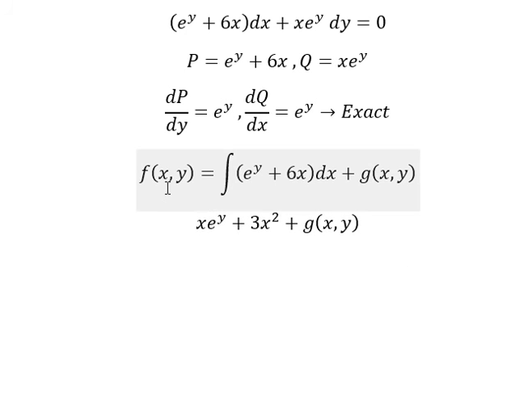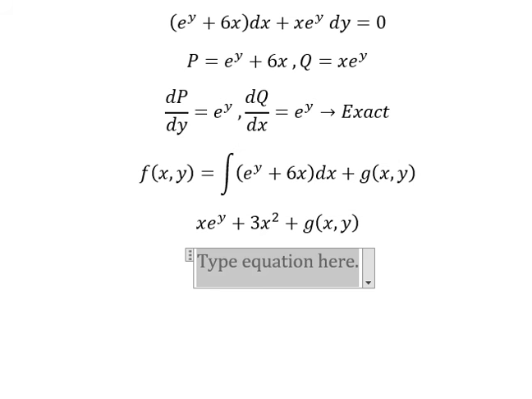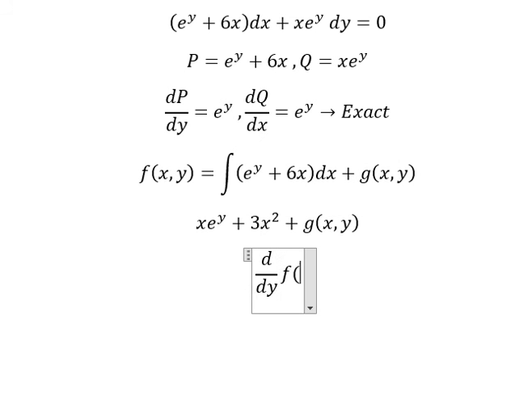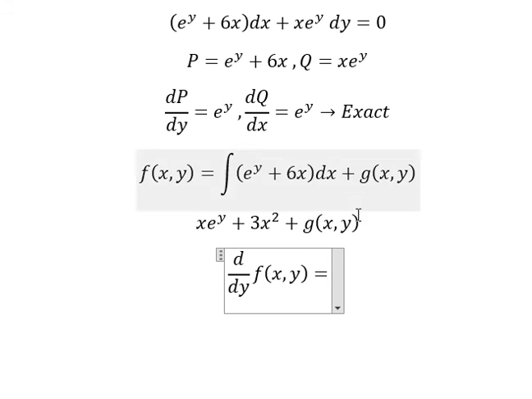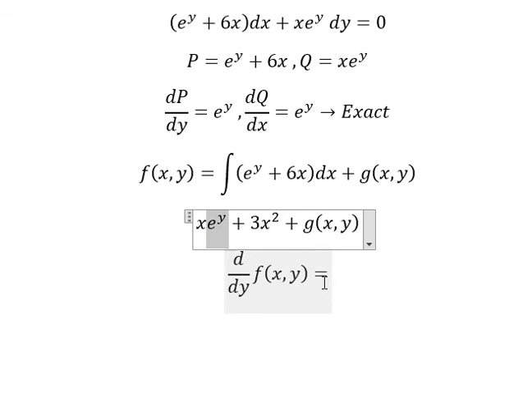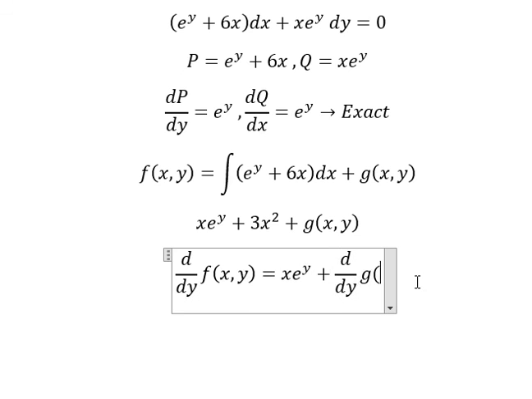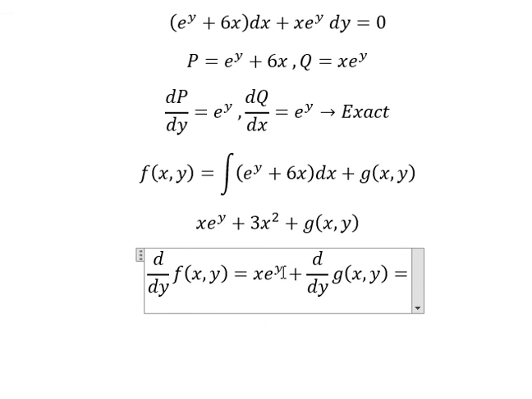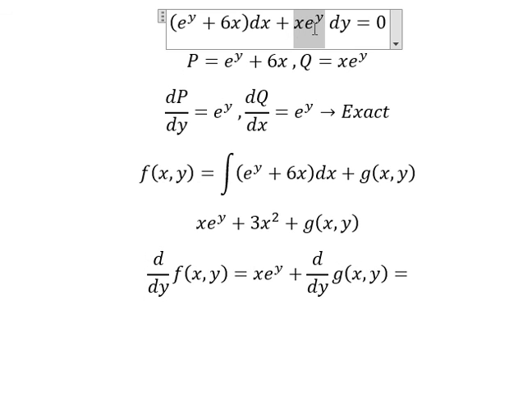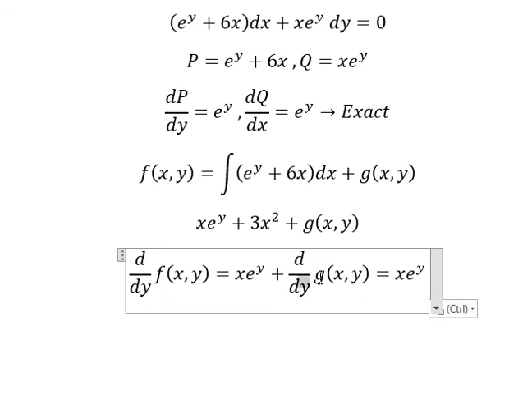Next, we do first the derivative of the function with respect to y. So we have d over dy. So first the derivative of this one, we have e to the power of y. This one you got 0. And we know that everything in here equals to this one. Now we simplify x e to the power of y for both sides.